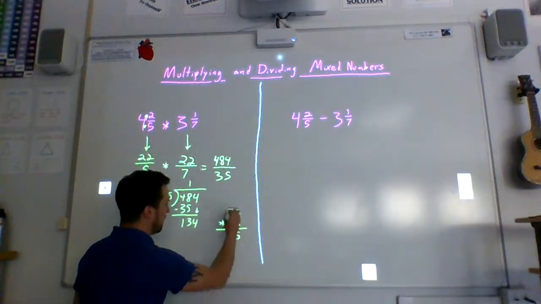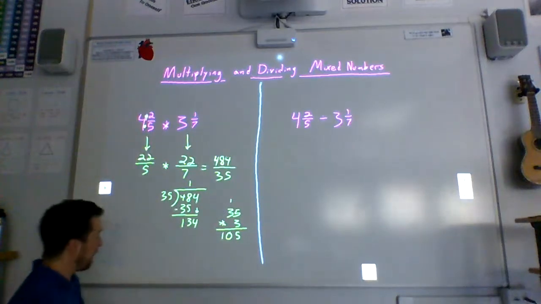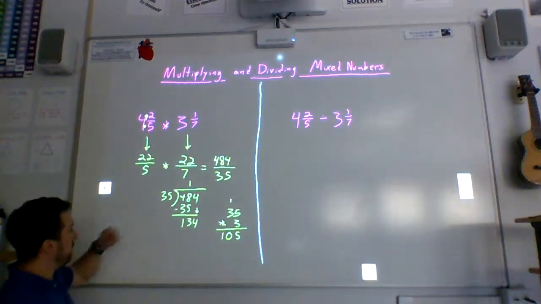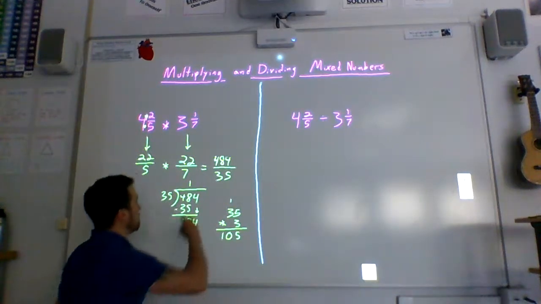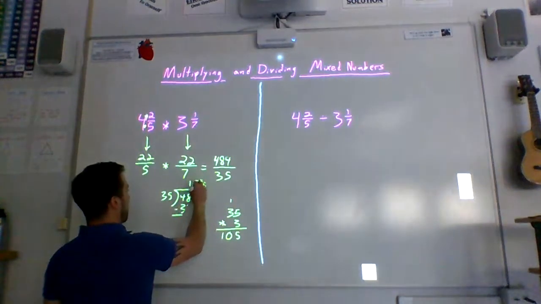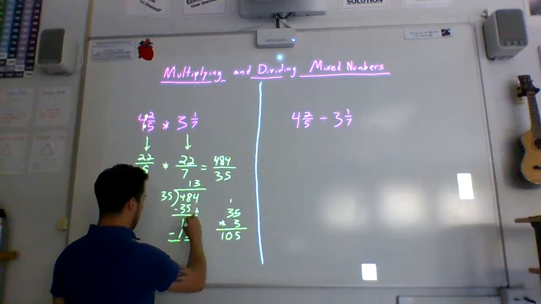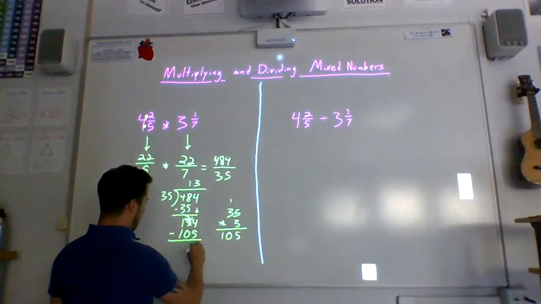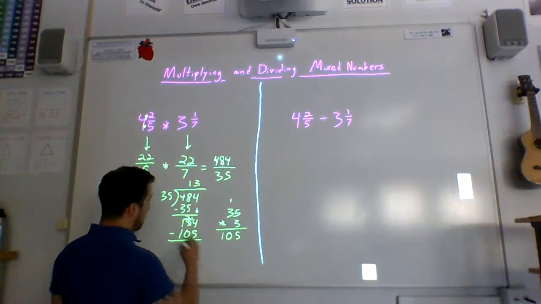3 times 5 equals 15. 3 times 3 is 9, plus 1 is 10. So 105. All right. Now, can I fit another 35 in before getting over this? No, I can't. So I know that 3 is the accurate number. 3 times 35 equals 105. And let's see what we have for a remainder. I got to borrow. 14 minus 5 is 9. 2 minus 0 is 2. 1 minus 1 is 0.